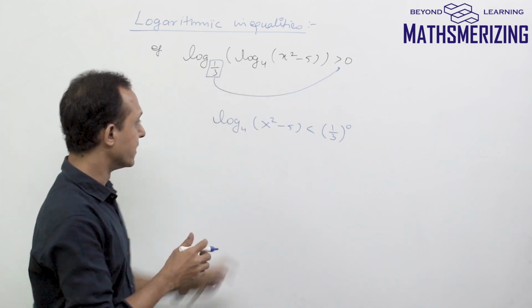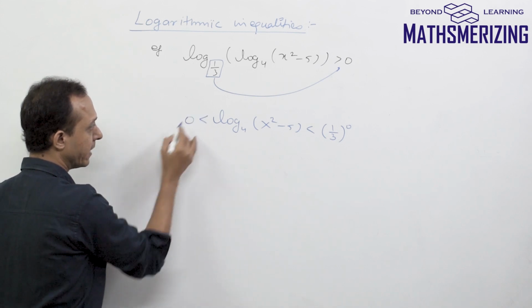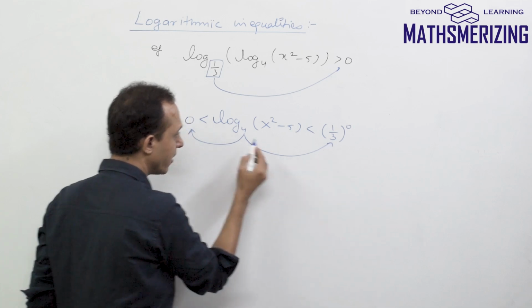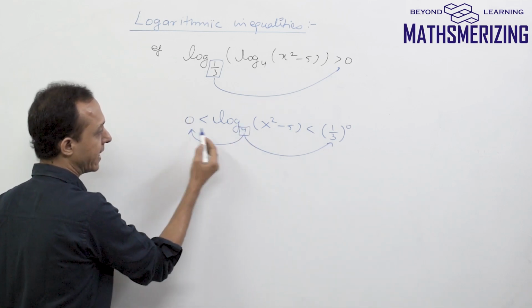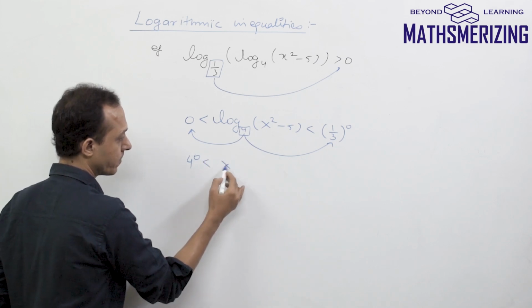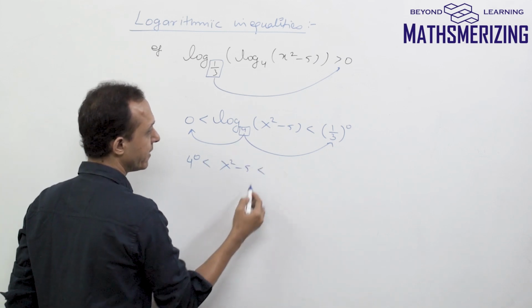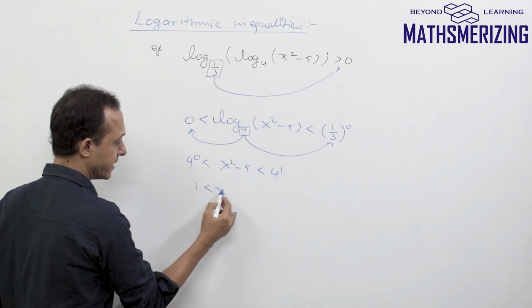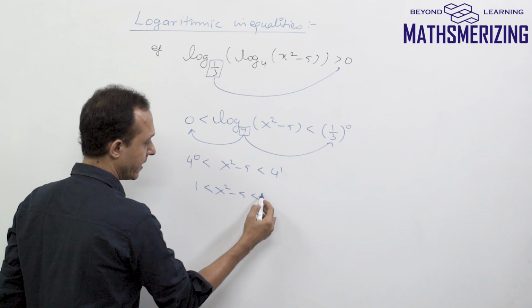Now I'll also need to take care of its domain, and the domain condition is that any value of x should be greater than 0. So that means this number should be greater than 0. So now I'll take anti-log again. Here the base is greater than 1, so if I'll take anti-log, sign doesn't change. Sign won't change, right? So I'll write 4 to the power 0 is less than x square minus 5 is less than 4 to the power 1. So this is 1 is less than x square minus 5 is less than 4.